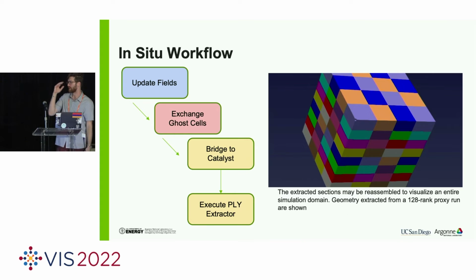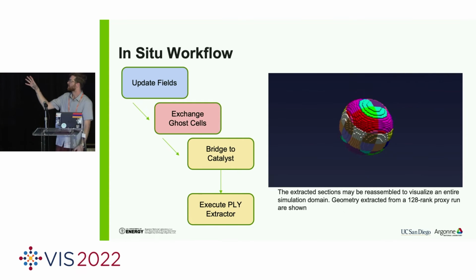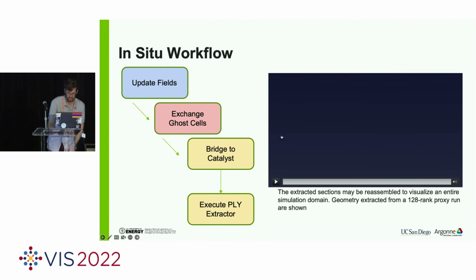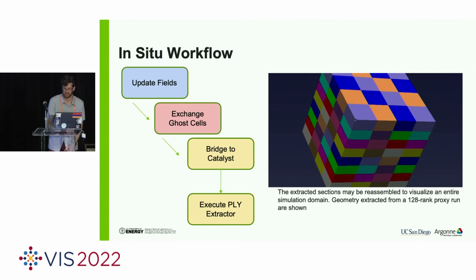So I'm running the Sensei oscillator mini app here, which is just computing the sum of some oscillators on a 3D Cartesian regular grid. And it looks something like this, where each of the different colors represents a different rank, right? So it's showing that you're reassembling the original object seamlessly.